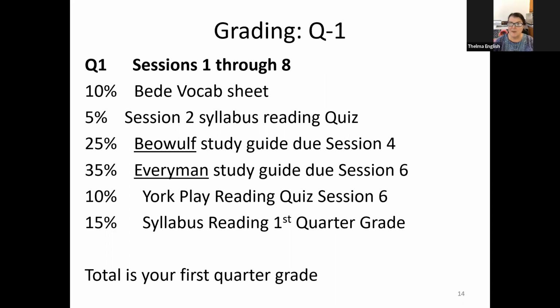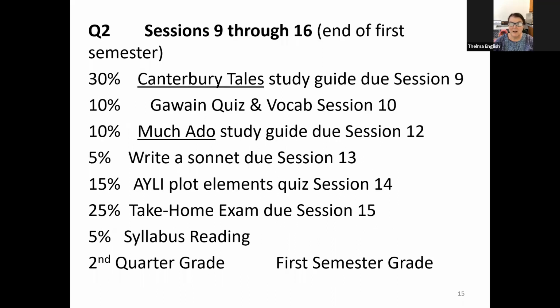Next week, you'll take home the Beowulf study guide. It's a 2-week project. It's worth 1/4 of your Q1 grade. Your Everyman study guide is also a 2-week project. You'll take it home week 4, and it's due sessions week 6. And that's worth 35% of your Q1 grade. And so you can tell how much each thing is worth. Usually quizzes are not worth as much. It's just to make sure that you get your reading done.